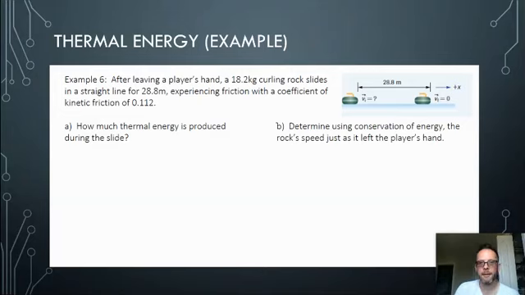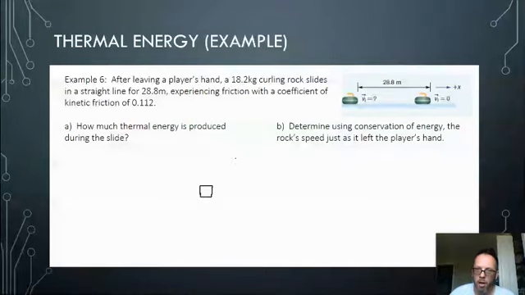So here we have a curling rock. And this curling rock slides in a straight line for 28.8 meters, experiencing friction. And eventually it's going to come to a stop. So we're going to find first how much energy is produced during the slide. So I think I'm going to squeeze everything here in this question.